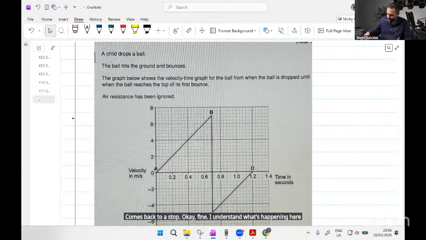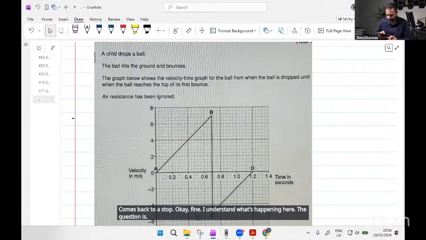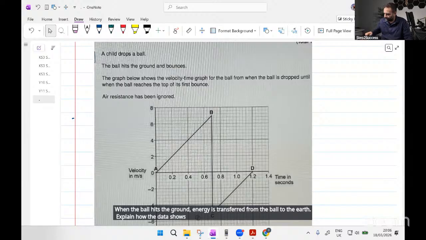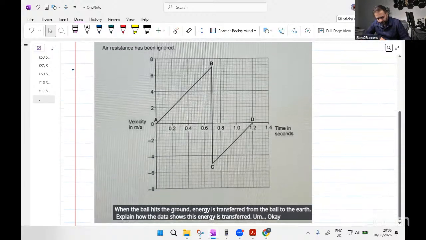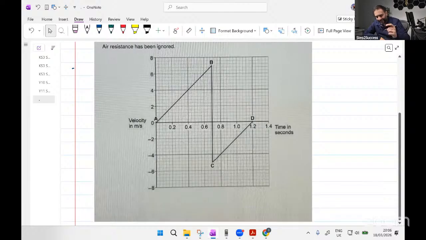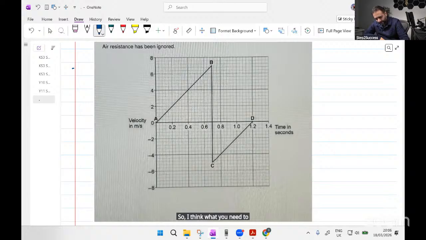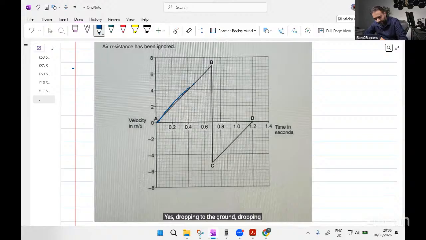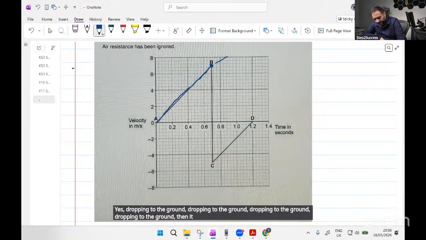The question is, when the ball hits the ground, energy is transferred from the ball to the earth. Explain how the data shows this energy transfer. So I think what you need to say is this part of the graph is when the ball is dropping, dropping to the ground. Then it hits the ground there.